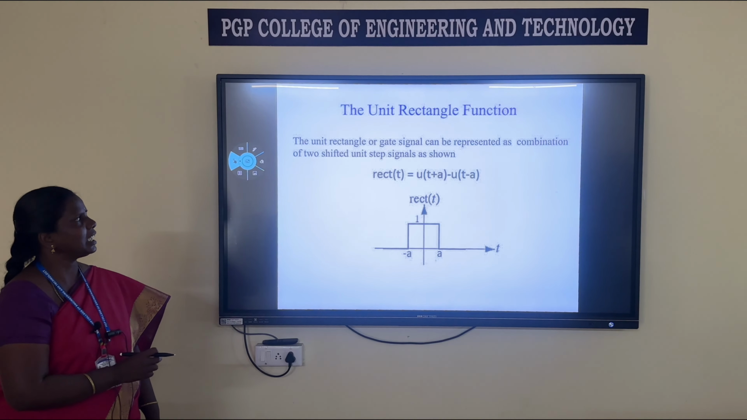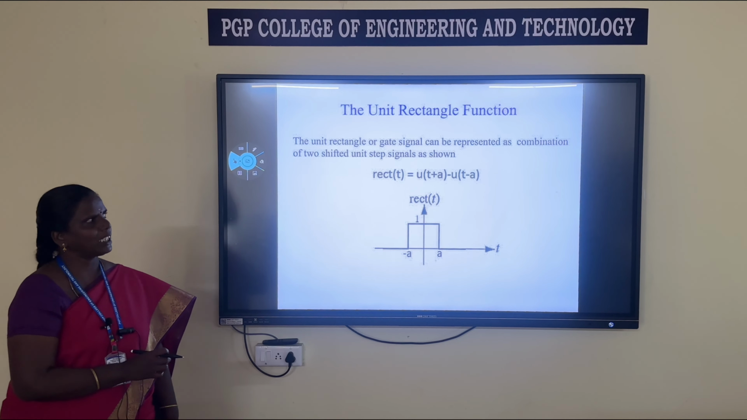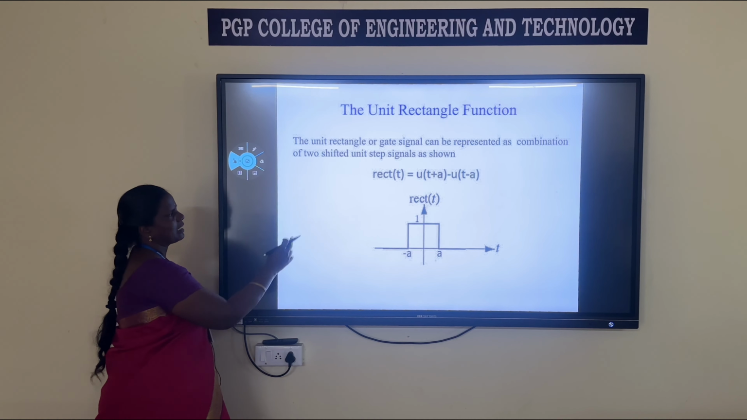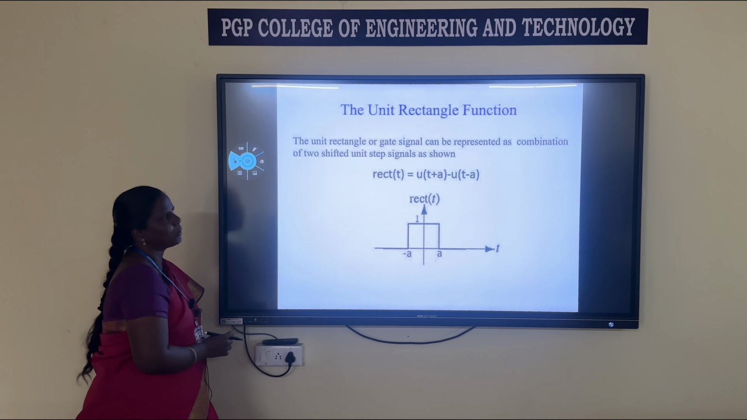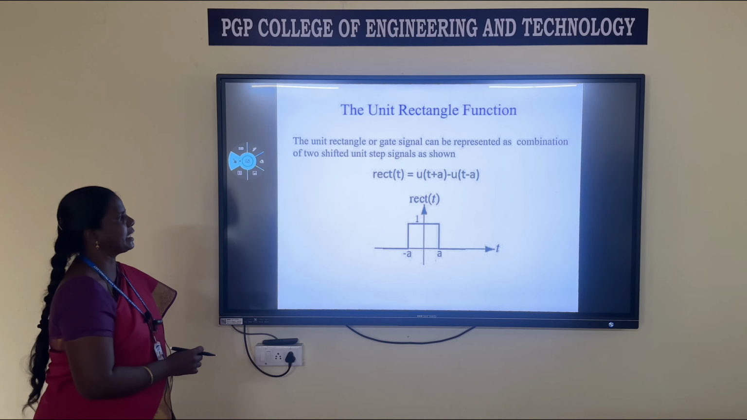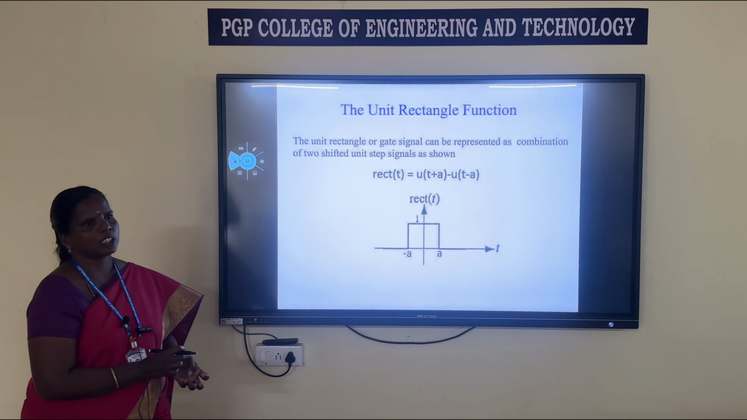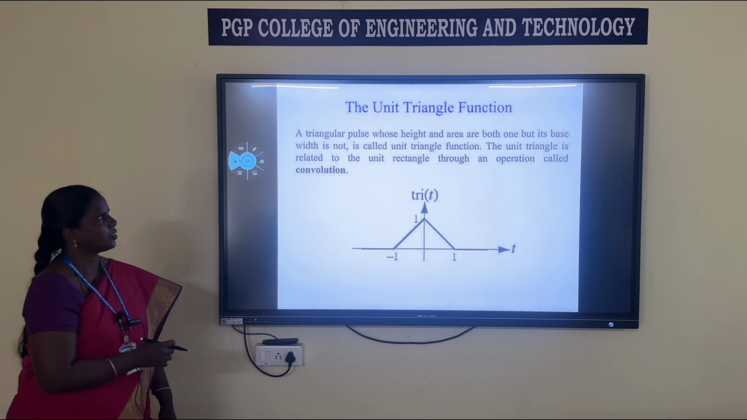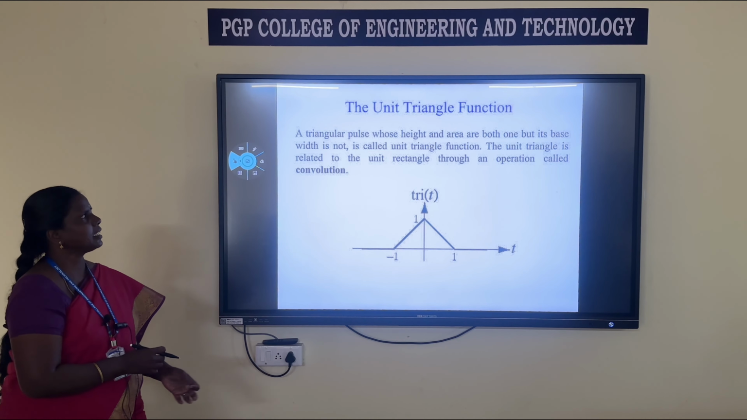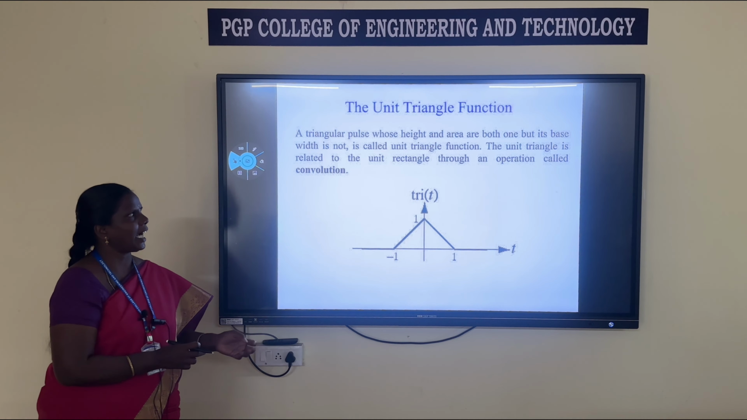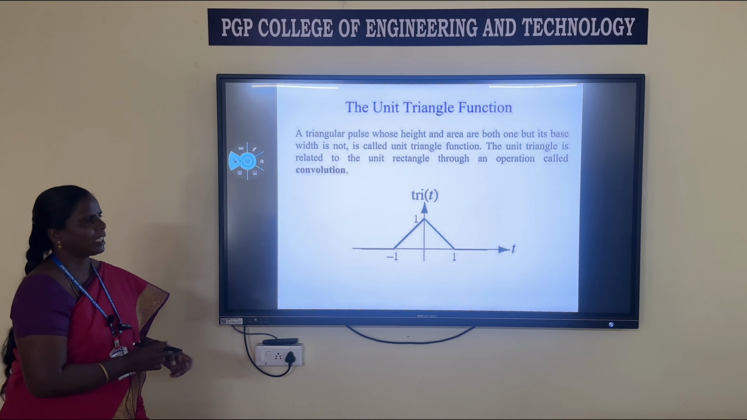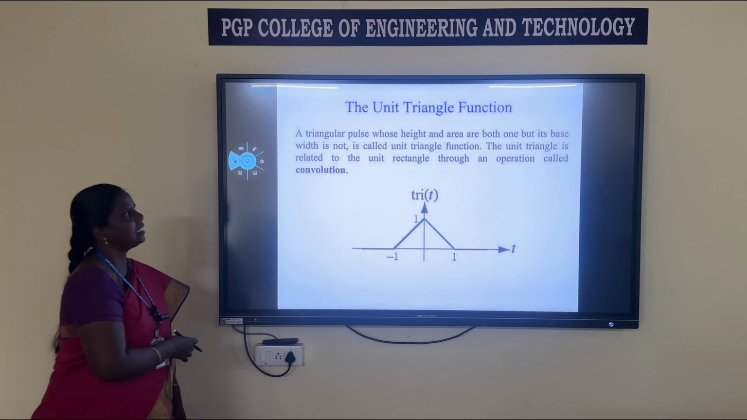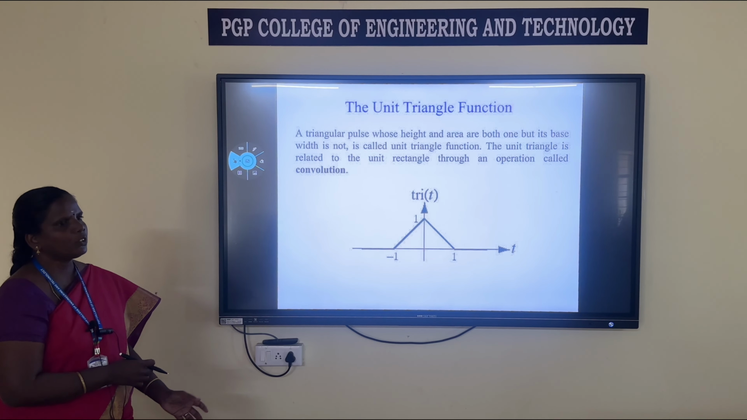So the unit rectangular function is the combination of two shifted unit step signals. It can be represented as rect of t is equal to u of t plus a minus u of t minus a. Mainly it is used in processing the signal. The unit triangular function is a triangular pulse whose height and area are both 1 but width is not equal to 1. This type of signal is mainly used for convolution purposes.